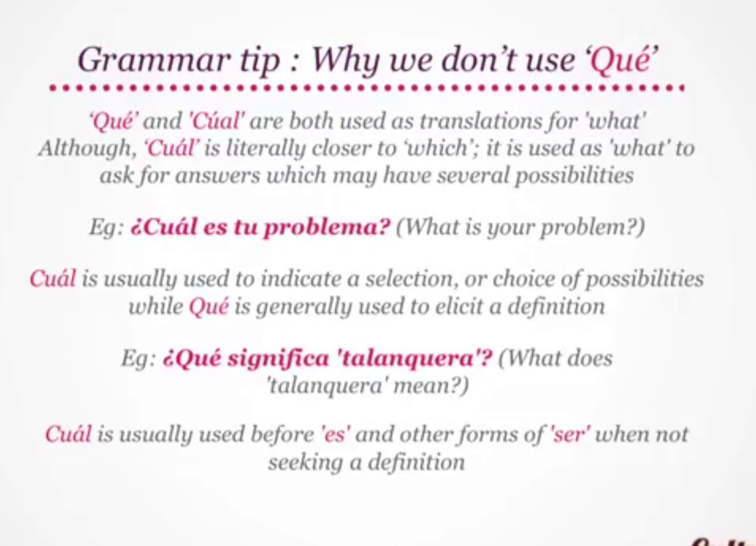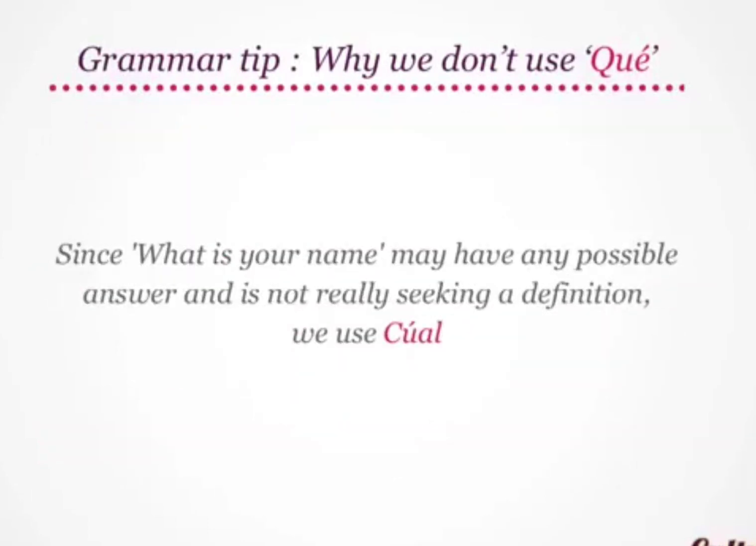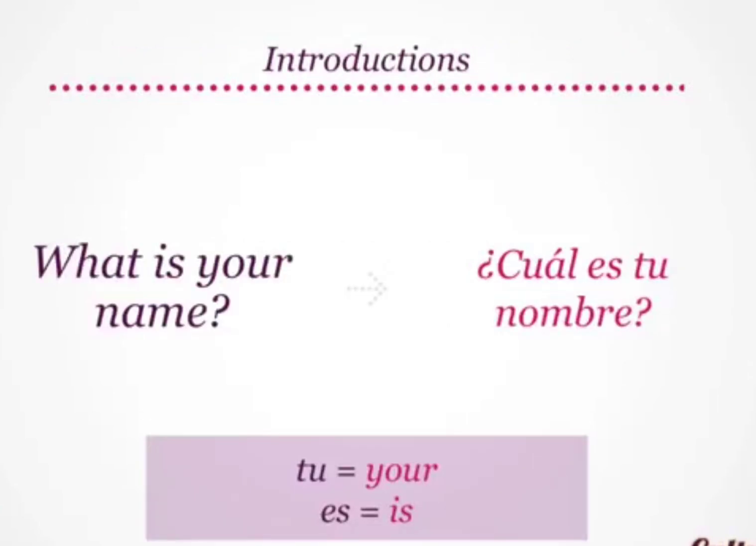¿Cuál? is usually used before es and other forms of ser when not seeking a definition. Since what is your name may have any possible answer and is not really seeking a definition, we use cuál. So our question, what is your name, now translates to ¿Cuál es tu nombre? Where tu means your and es means is. Try that again, please. ¿Cuál es tu nombre? One more time. ¿Cuál es tu nombre?